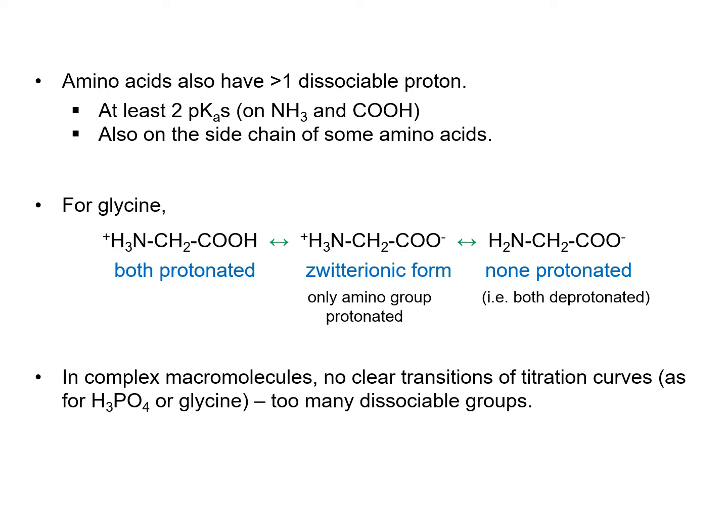Like I told you briefly in the previous slide, the amino acids have at least 2 pKa's because of these 2 functional groups. And they can have more pKa values from the side chains too. And the zwitterion form is the form of the amino acids, or it can be any kind of substance, that has both positive and negative charges within one molecule.